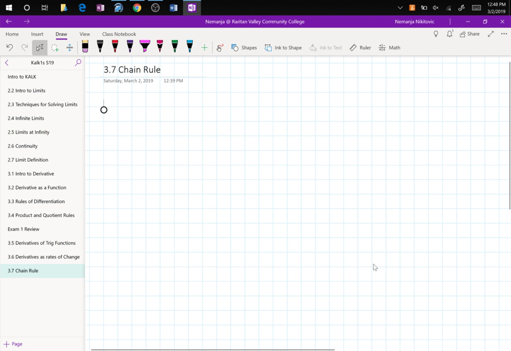So what is a chain rule? Chain rule is a way to take the derivative of function composition.